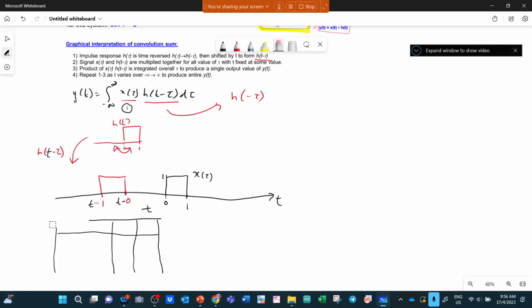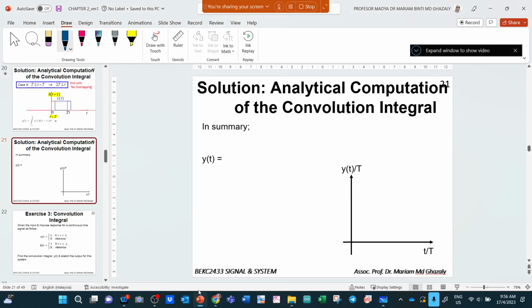Tak payah panjang sangat sebab you ada dua saja. So T value. Okay, so draw a table underneath directly in parallel. Jangan pergi draw table ni belah sini. Okay, there's a reason why I ask you to draw underneath here.